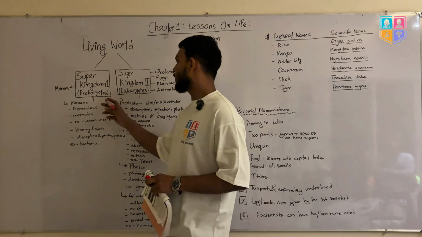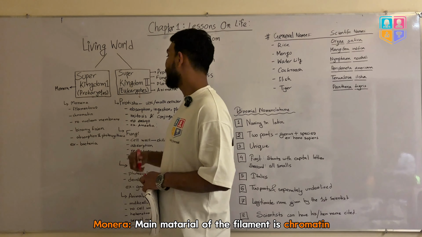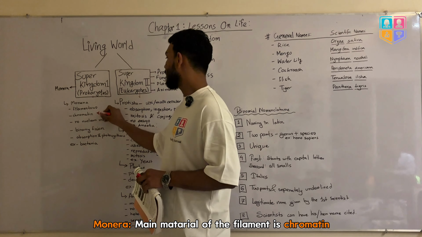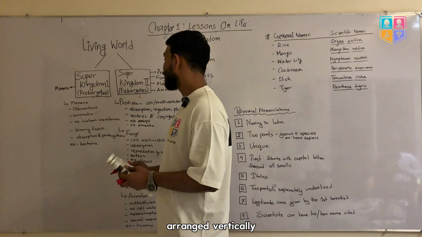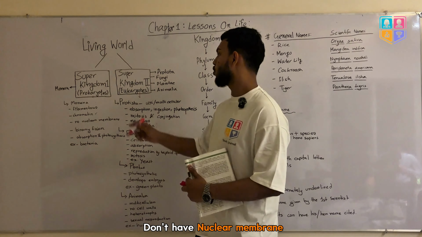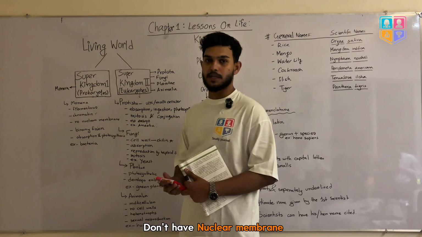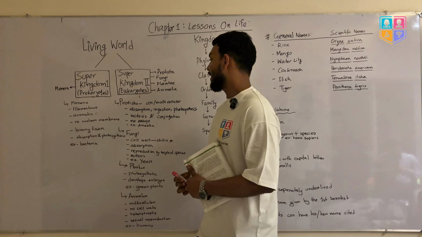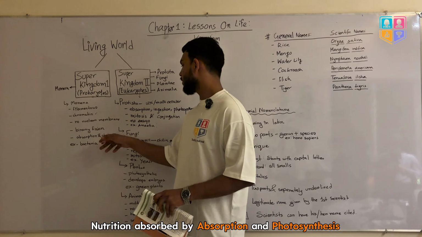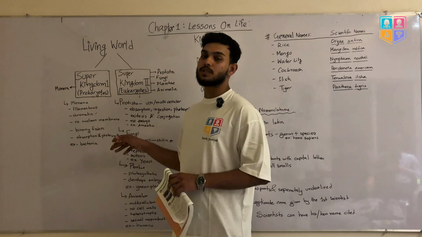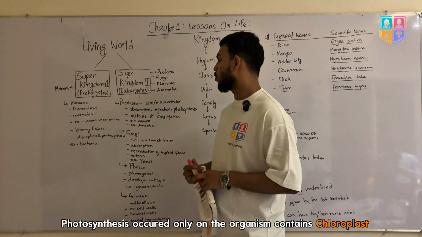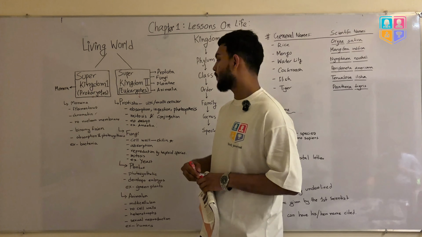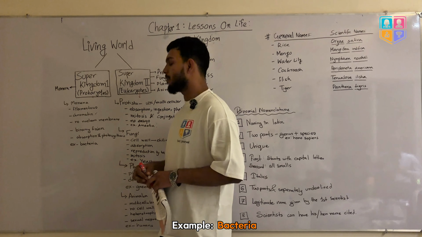Alright, so first we're going to look at Monera, whose main filament material is chromatin, arranged vertically. As prokaryotes, they don't have a nuclear membrane, and they do their division by binary fission. They obtain their nutrition mainly by absorption and photosynthesis, and photosynthesis is only for those that have chloroplast inbuilt in them. A good example of that would be a bacteria.